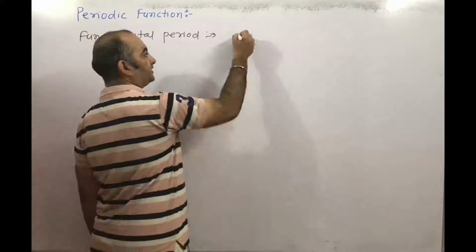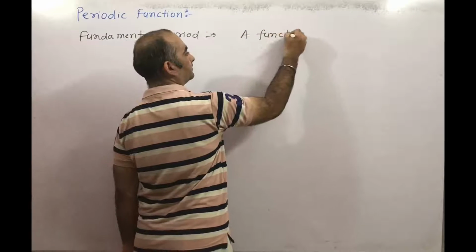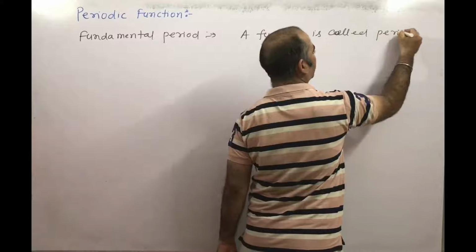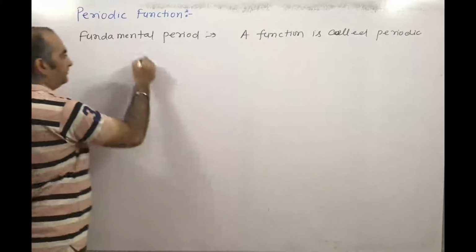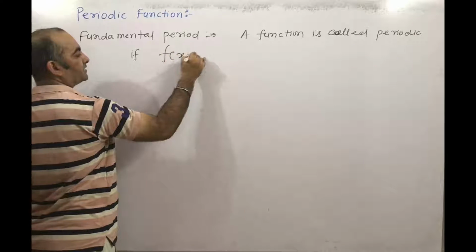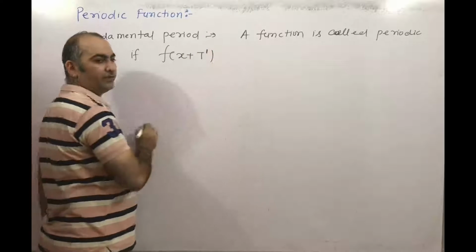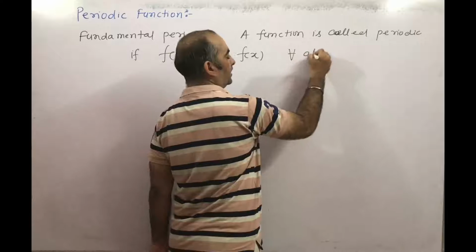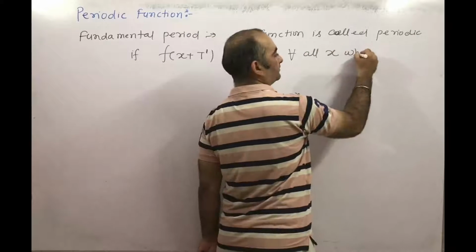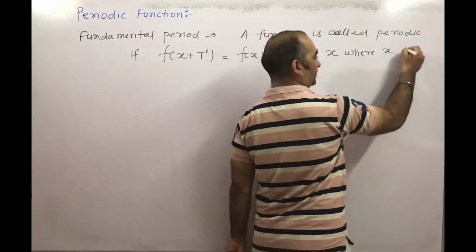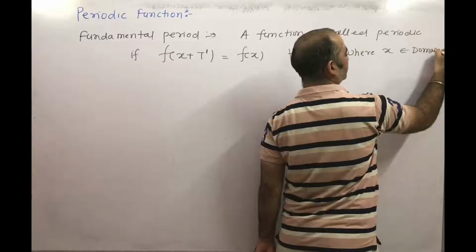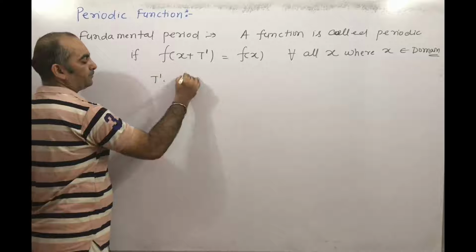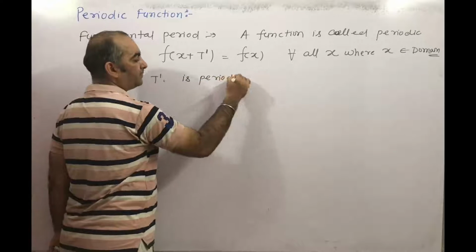A function is called periodic if f of x plus t dash equals f of x for all x, where x belongs to the domain. Here t dash is called the period.